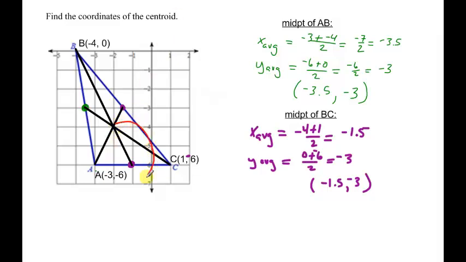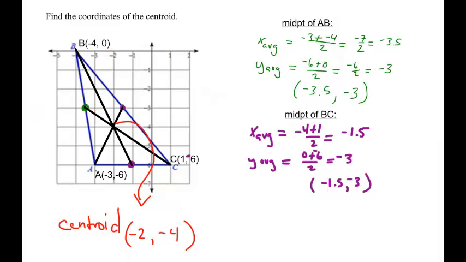Looks like the coordinates of that point are, if we want to read this, it looks like it's -2 and -4. Don't lose that negative. So -2, -4 would be my centroid coordinates. And label that as the centroid.